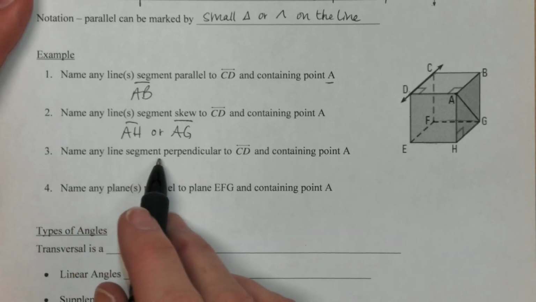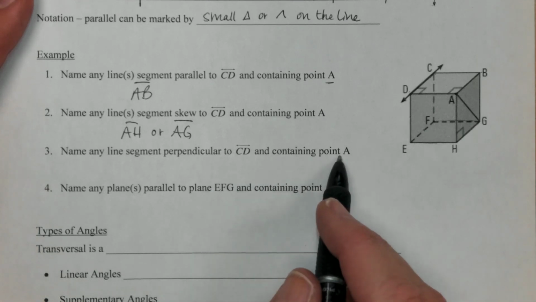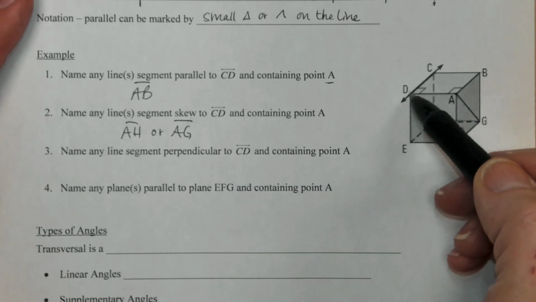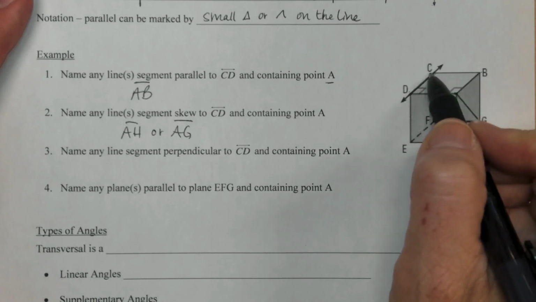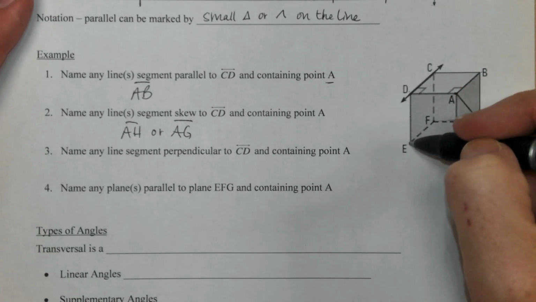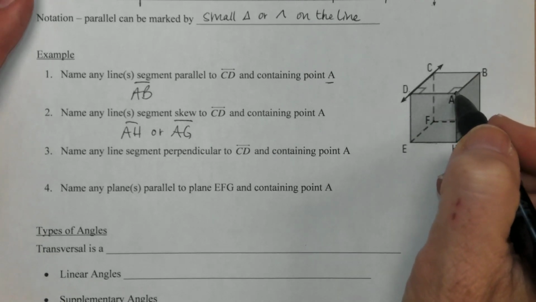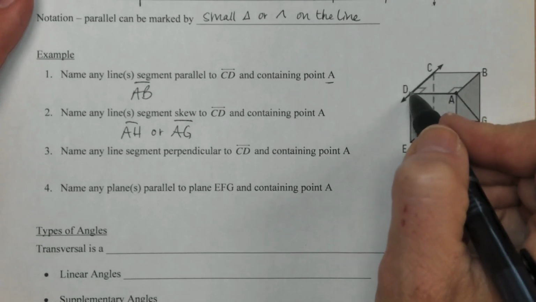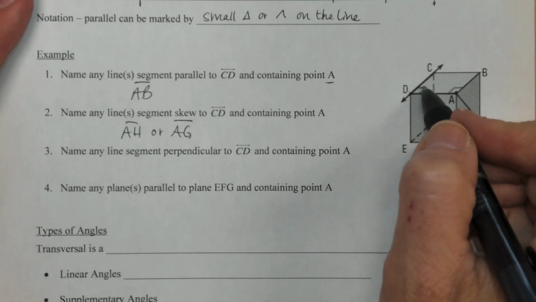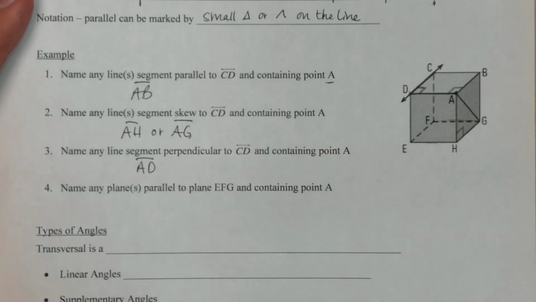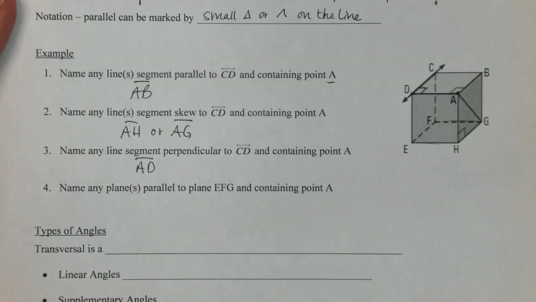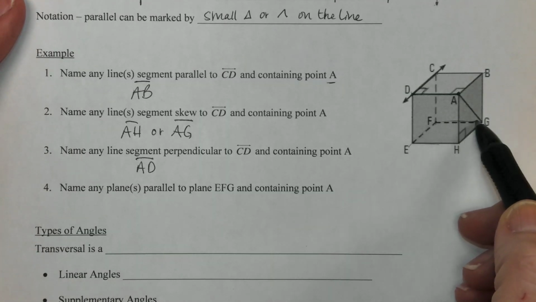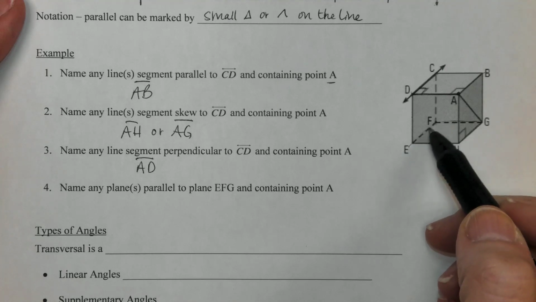Name any line segment perpendicular to CD, also going through point A. So here's CD, and I need to go through A. There are lots of options for us for perpendicular. Could have picked this one, could have picked this one, but we want to go through A. So I'm just going to start at A and connect to CD, so that's AD for me. And I know it's a 90 because I have the box in the corner. So that tells me it's 90 and perpendicular. Last one, it says name any plane parallel to plane EFG. So EFG, remember planes are kind of like tilted rectangles, or like parallelograms.